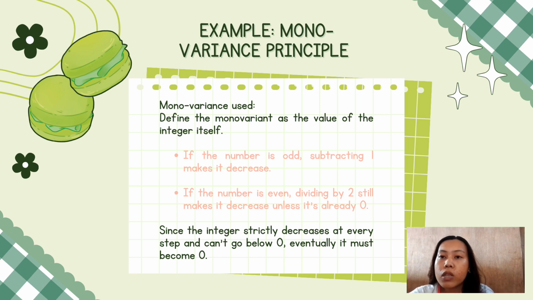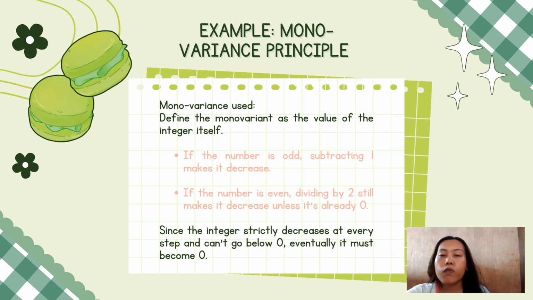If the number is odd, subtracting 1 makes it decrease. So bumababa yung value ng number. If the number is even, dividing by 2 still makes it decrease, unless it's already 0. So kahit i-divide mo siya by 2, kahit malaki yung number, basta i-divide mo siya by 2, yung value niyan ay bumababa pa rin. Since the integer strictly decreases at every step and can't go below 0, eventually it must become 0. So kahit anong gawin mo dun sa number na yun, magiging 0 pa rin siya.